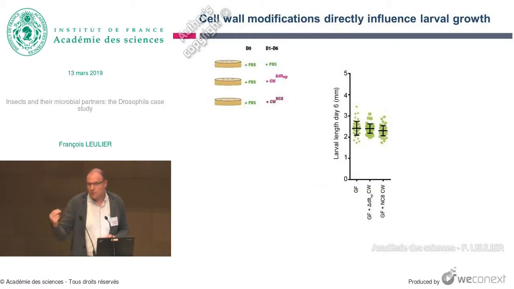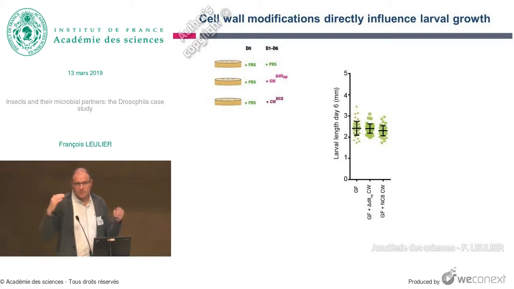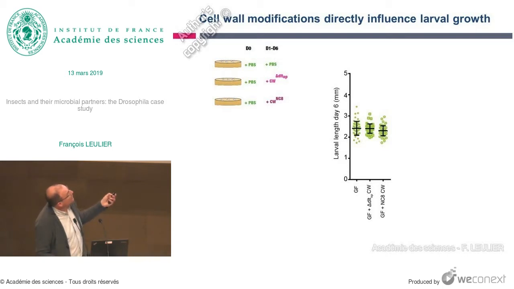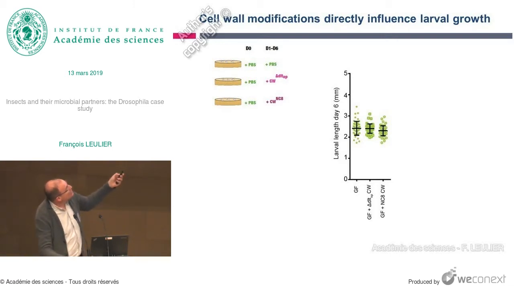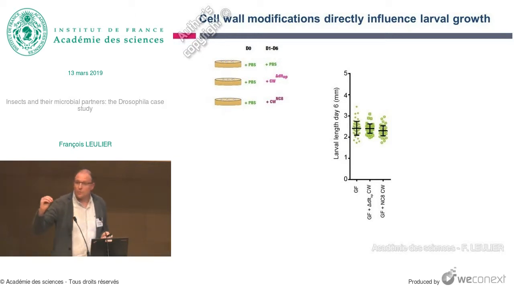What was very important to test was whether a direct sensing of the cell wall is required to trigger that phenotype. So for that, thanks to a collaboration with Marie-Pierre Chapeau-Chartier at INRA in Jouy-en-Josas near Paris, she purified with her team cell wall from either the wild-type bacteria or the mutant bacteria. And we treated germ-free animals with those purified cell walls. And that was not enough to trigger a growth phenotype.